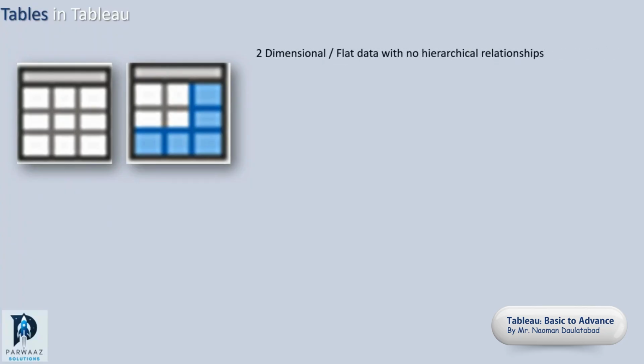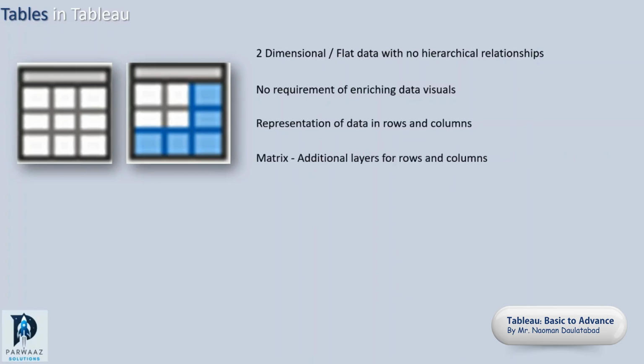Tables are two-dimensional or flat data with no hierarchical relationship. When we have a requirement to show a list of values without needing to enrich your visuals, you can go for tables when you have a large amount of data to show. Tables basically represent data in rows and columns. That can be a table or matrix. An additional layer of rows and columns can be added in a matrix.